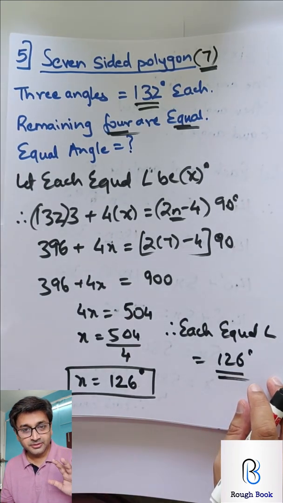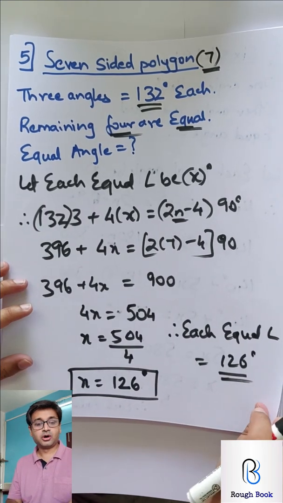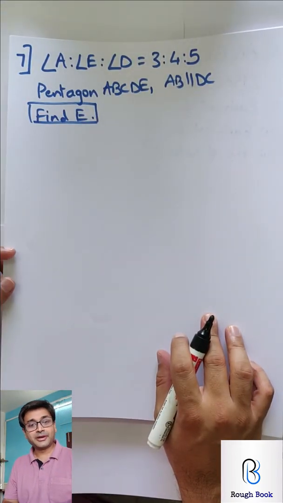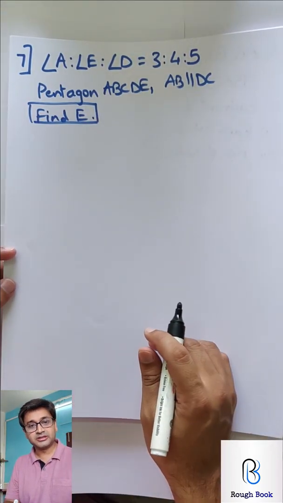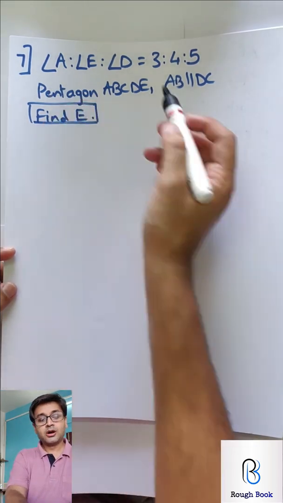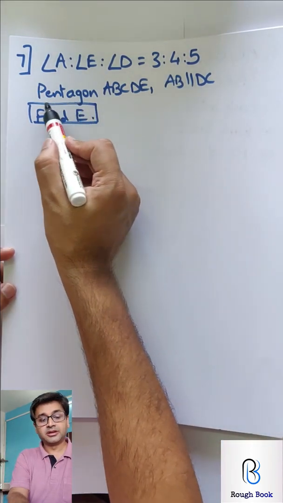Isn't this really simple? Are you getting most of the sums? Brilliant. Not by copying, on your own. Sum number 7. How many parents sitting next to their children while they are doing this? Thank you so much for helping your kids and me as well. Alright, now sum number 7 onwards we have to think. So let's see how can we think.